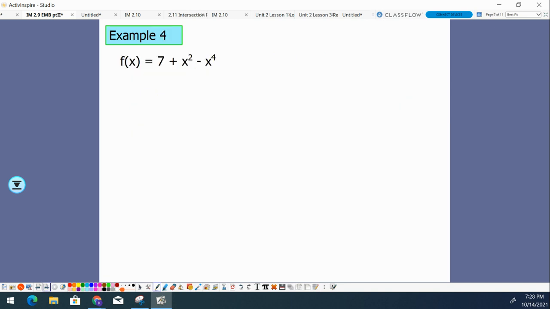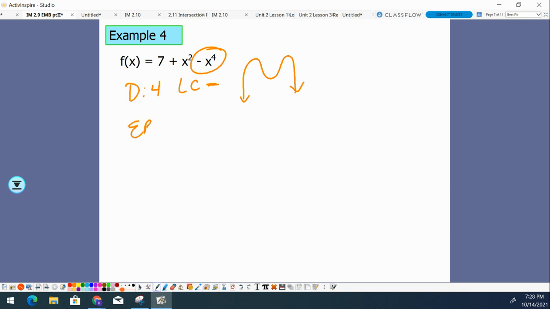Just be kind of careful, because the degree is not always the very first term. The degree is the highest exponent. So in this case, the degree is 4, and the leading coefficient is negative. The leading coefficient is not always the first part. It's always connected to the degree. So degree 4 with a negative leading coefficient means it's going down, and it kind of makes that M shape where both sides are going down.